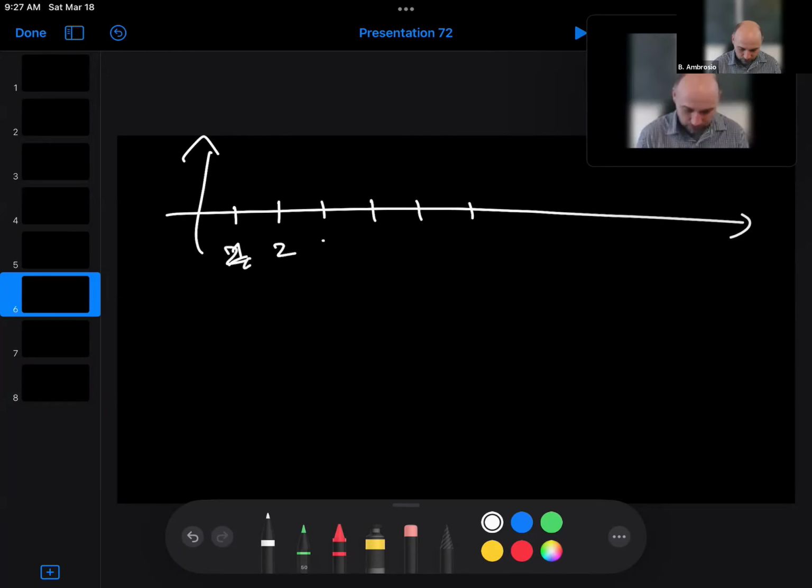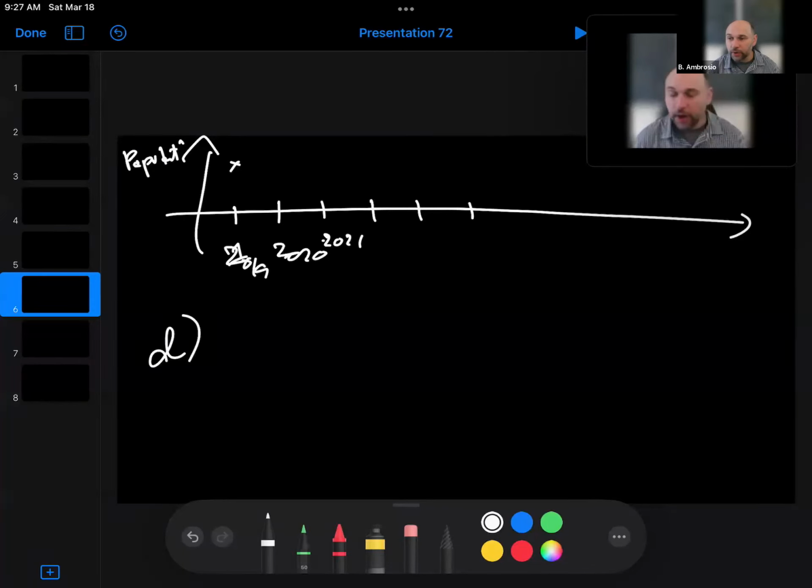Or let's say 2019, 2020, 2021, and the number of a population, for Paris, or Le Havre, whatever, then you have the population. Okay, so now I'm trying to give you some real applications.